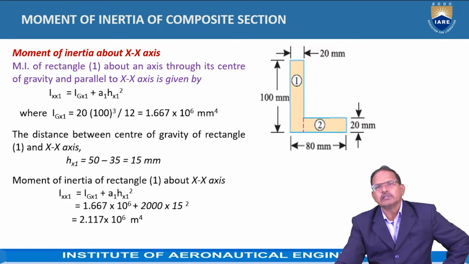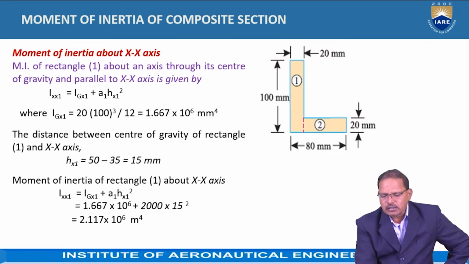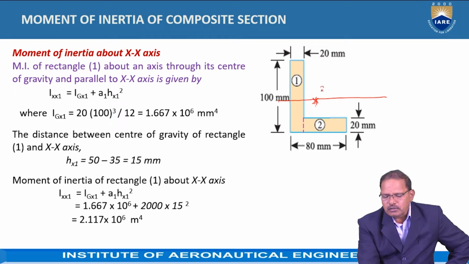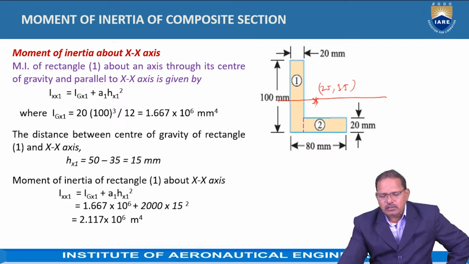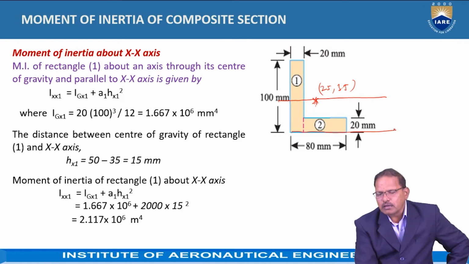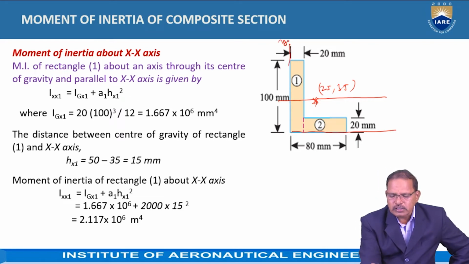Now, for the moment of inertia about the x-axis, we have to take it. What are the coordinates? Here it is given 25 and 35. These are the coordinates of the centroid with respect to the x-axis, which is drawn at the bottom of the figure horizontally. One more is the y-axis like this.